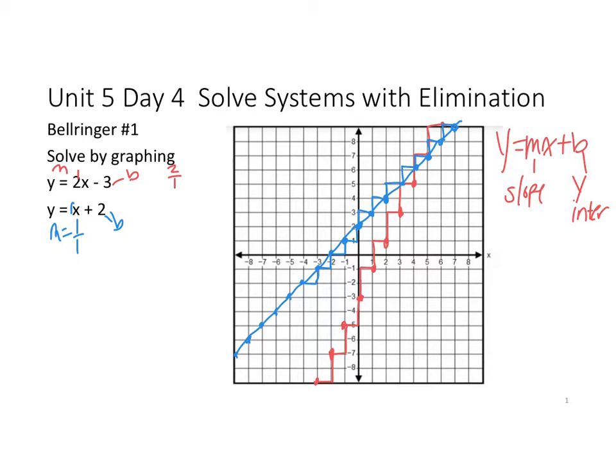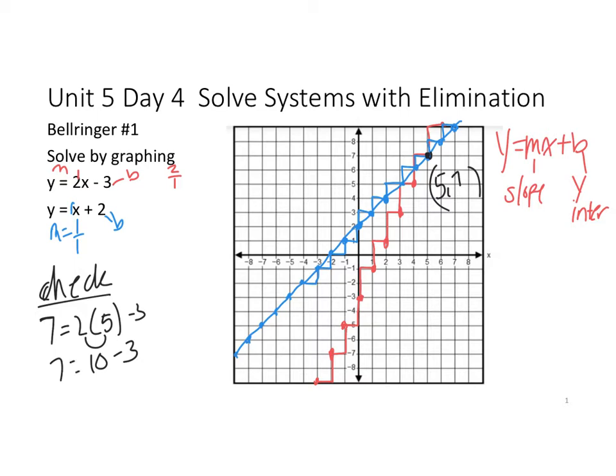My points meet, my lines meet right here at 5, 7. If I wanted to check it, I plug in 5 for x and 7 for y. So 7 equals 2 times 5 minus 3. 2 times 5 is 10, minus 3 equals 7. So the first one checks out.